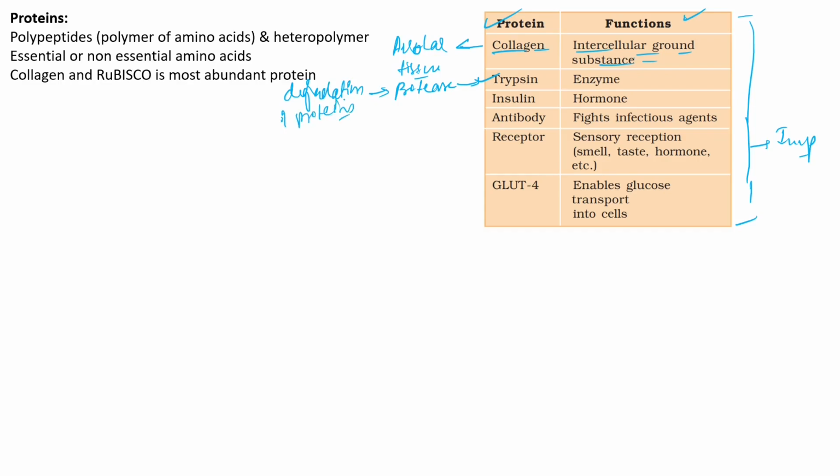If proteins need to be digested, degraded, broken into smaller pieces, then proteases are the enzymes involved in this mechanism. One such protease that you're going to look at here is trypsin, which, as I said, is an enzyme. The next one we have is insulin, right? Insulin is a hormone, and interestingly, it is a protein hormone.